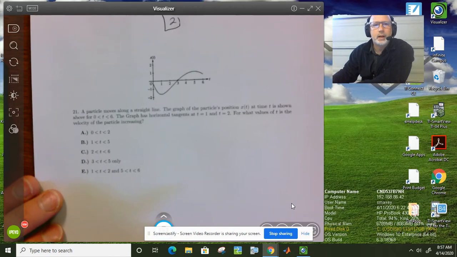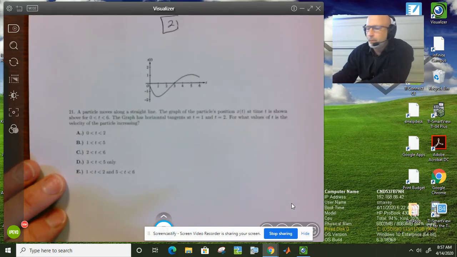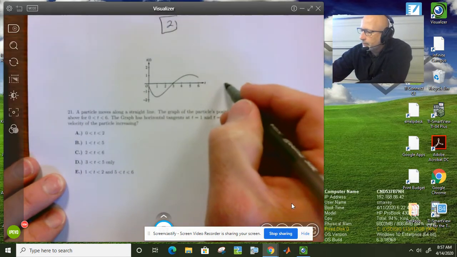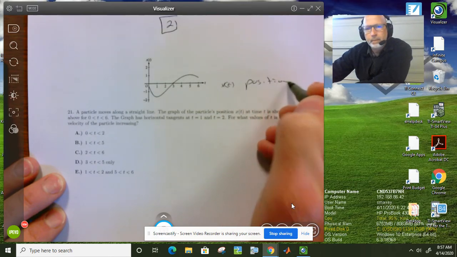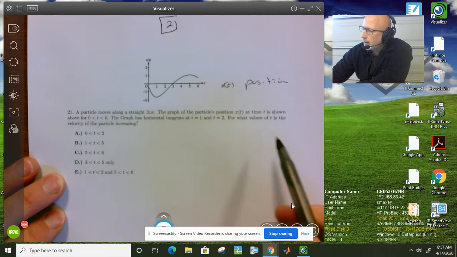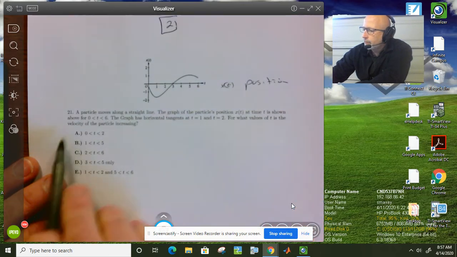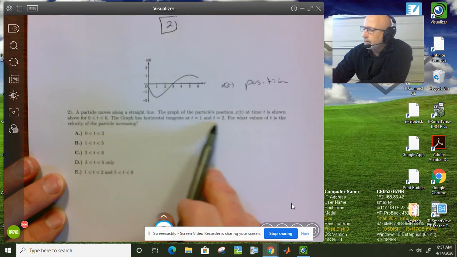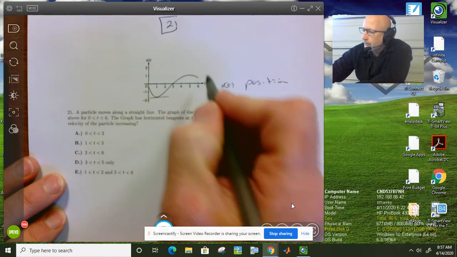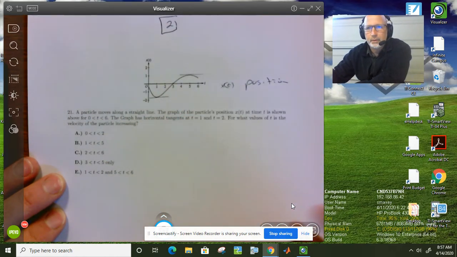A particle moves along a straight line. The graph of the particle's position, so this is x of t, this is the position graph, at time t is shown for 0 to 6. The graph has horizontal tangents at t equals 1 and t equals 2, so that means there's a horizontal tangent line there and there. That means the derivative of the position is equal to 0 there.